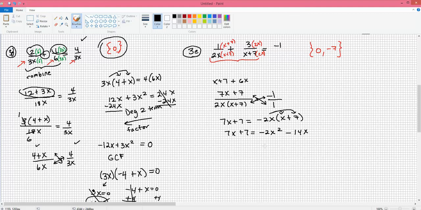And we have a degree 2 term. So we need to move everything to the left and get 0 on the right. There we go: 2x squared plus 21x plus 7. Can't factor a greatest common factor, so now we need to see whether we can factor this. This seems to be a case 2 trinomial.